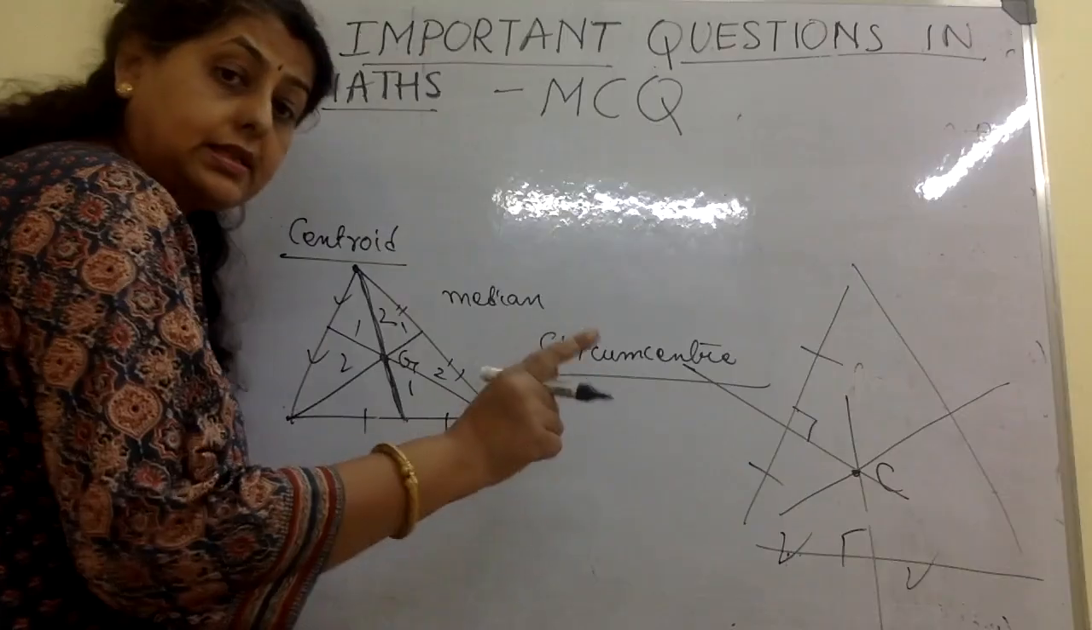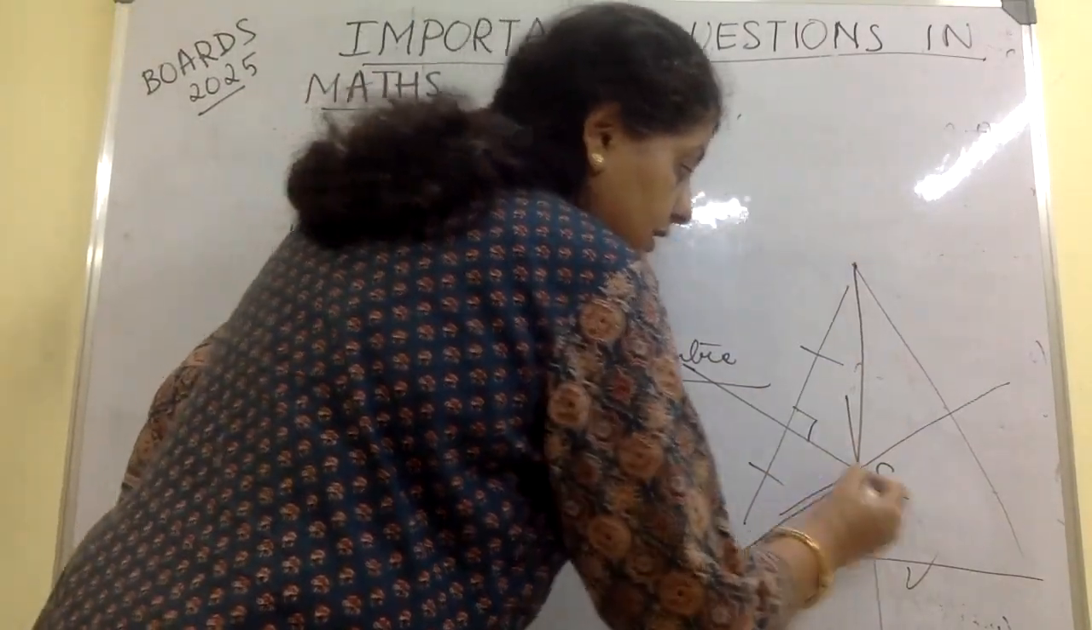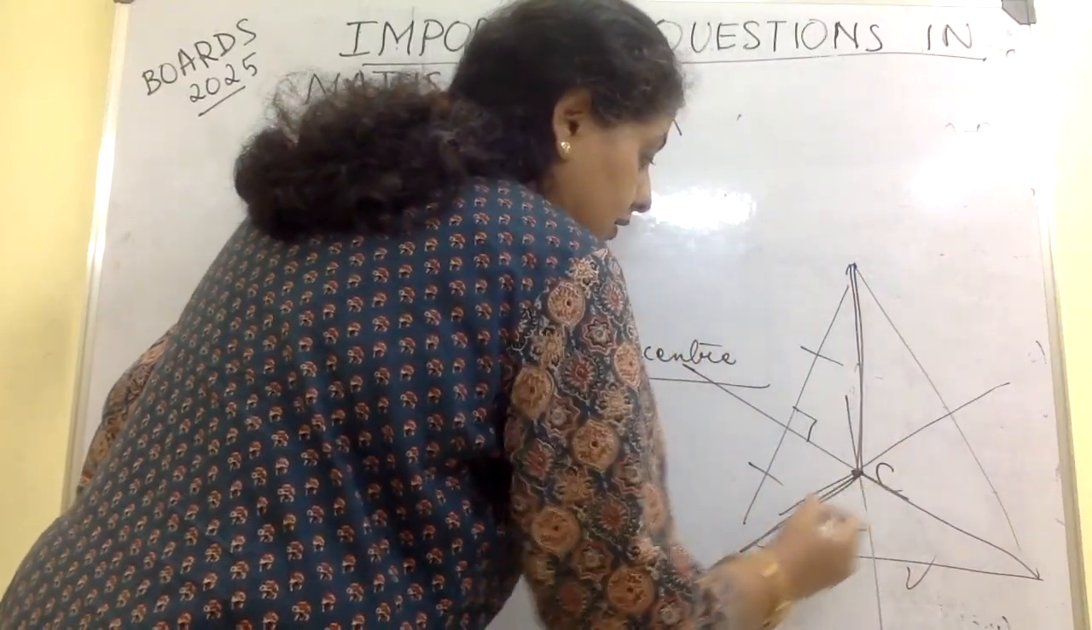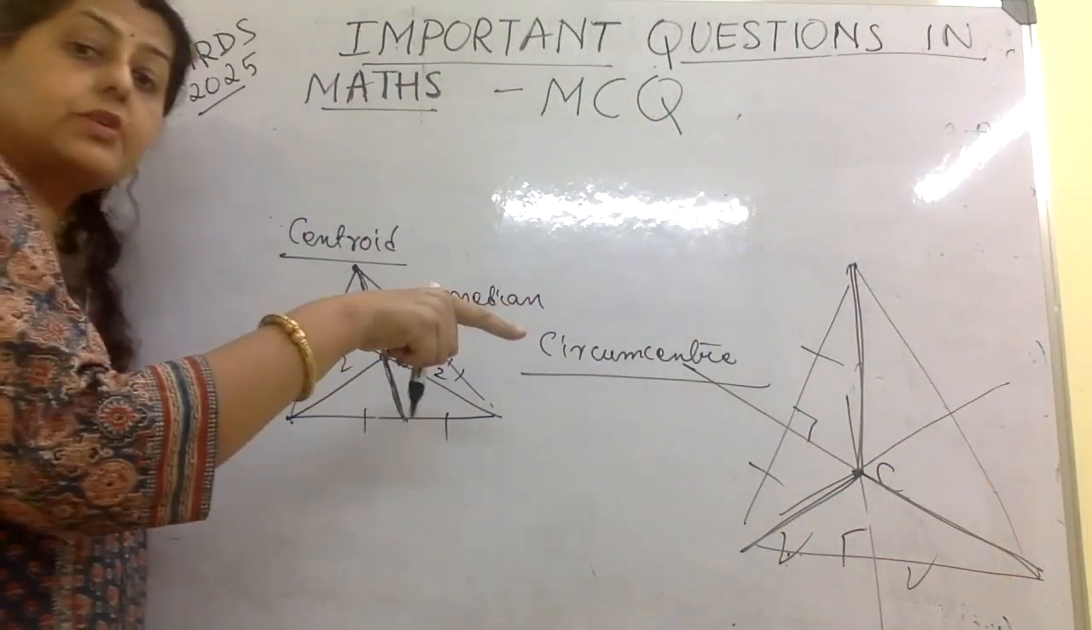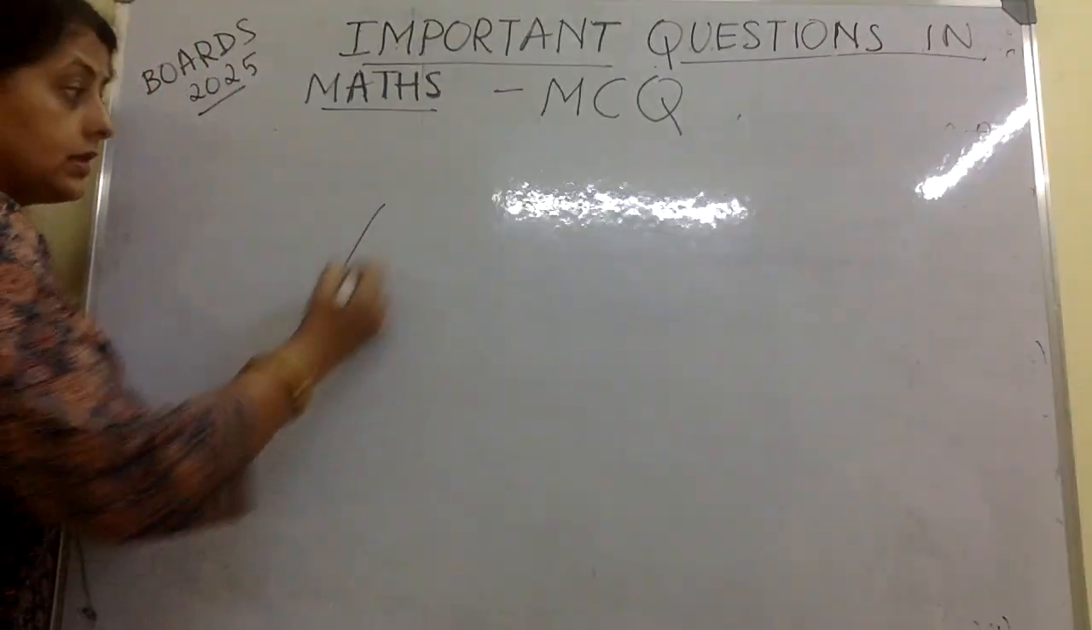This circumcentre, it can actually be proved, is equidistant from each of the vertices. This distance will be equal. So the distance from the vertex will be equal for the circumcentre.